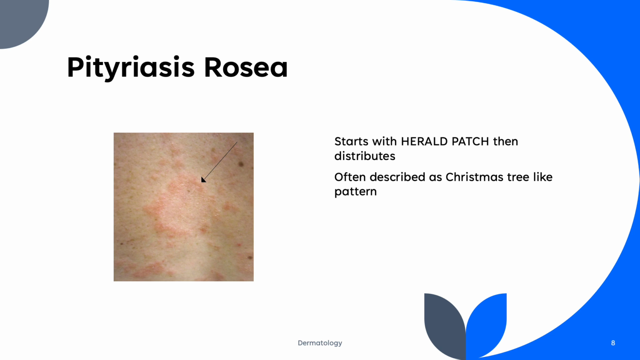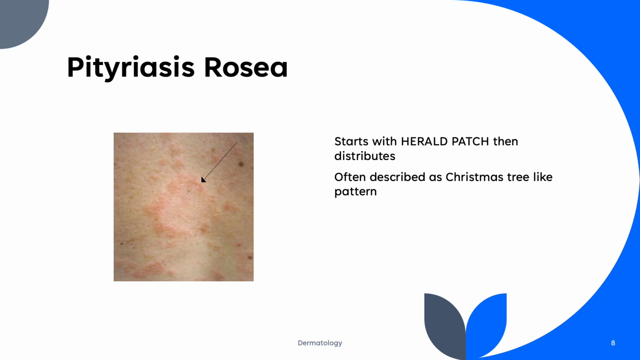Pityriasis rosea, a common and self-limiting skin condition, often affects adolescents and young adults. It's characterized by a distinctive rash and is generally benign. The exact cause is unknown, but it may be associated with viral infections, particularly herpes viruses. However, the specific link remains unclear.